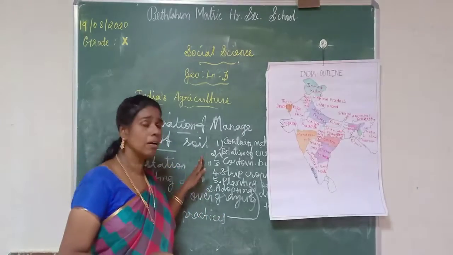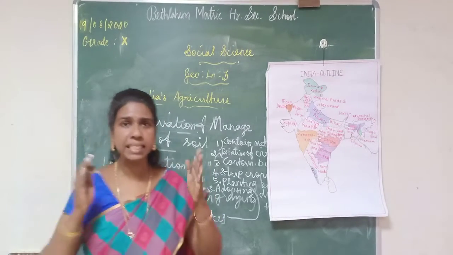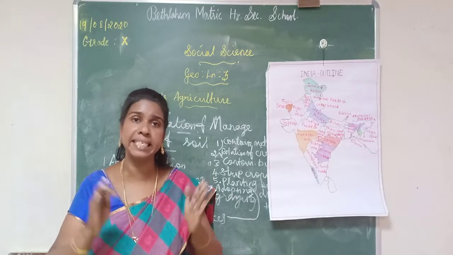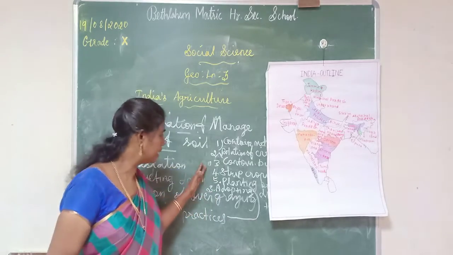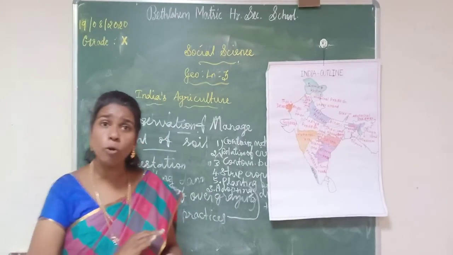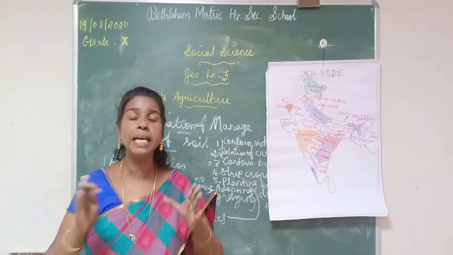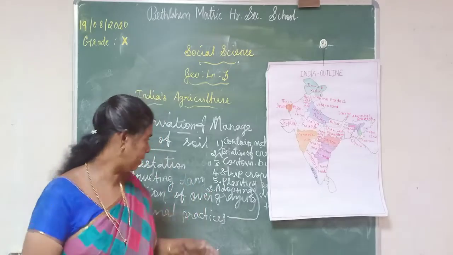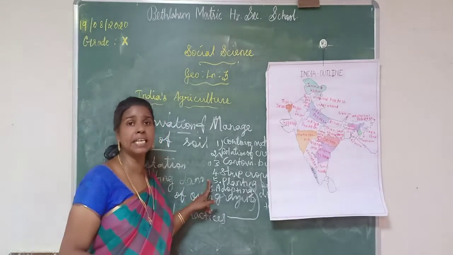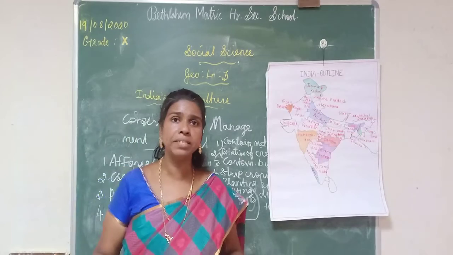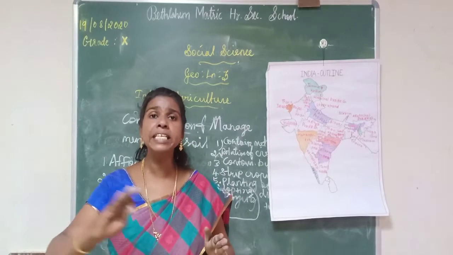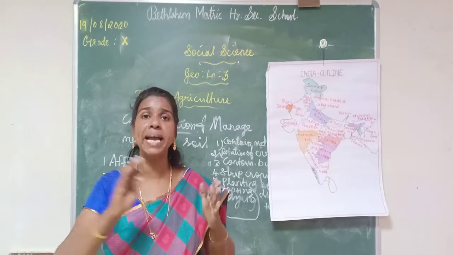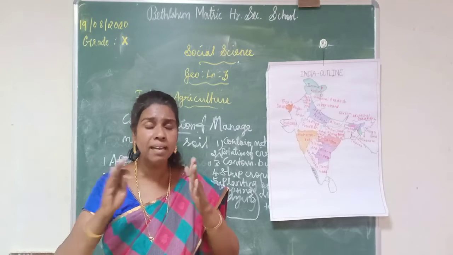Then the third one is contour bunding. It is a sustainable land management practice in mountainous regions and hill stations. Then the next one is strip cropping. Strip means narrow piece. To cultivate different types of crops in narrow pieces to prevent soil erosion. Then the next one is planting of shelter belt. That means a row of trees planted to protect an area from the wind.